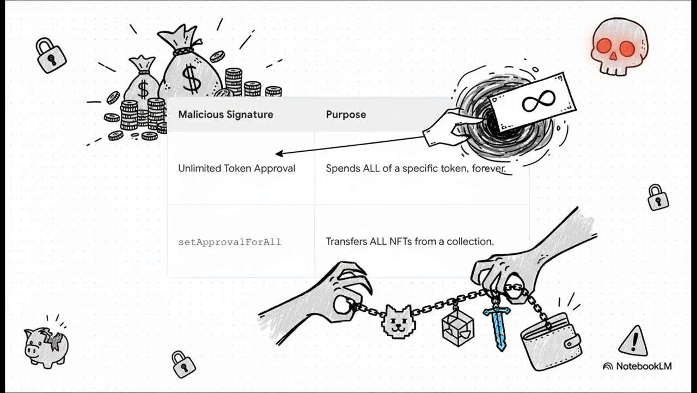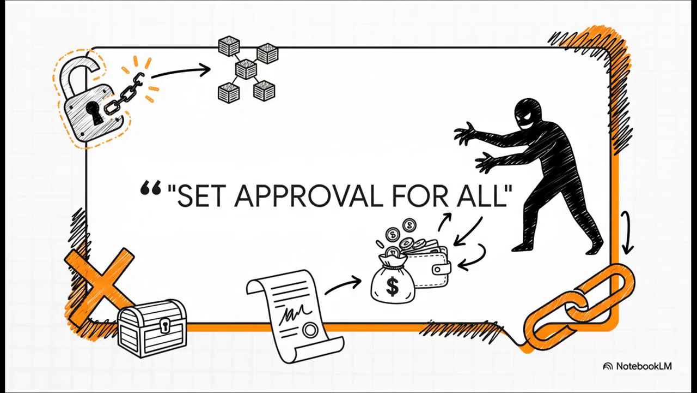The second one, set approval for all, is for your NFTs. This one is even worse. It gives the contract permission to transfer every single one of your NFTs from a whole collection. So let's be crystal clear about this.